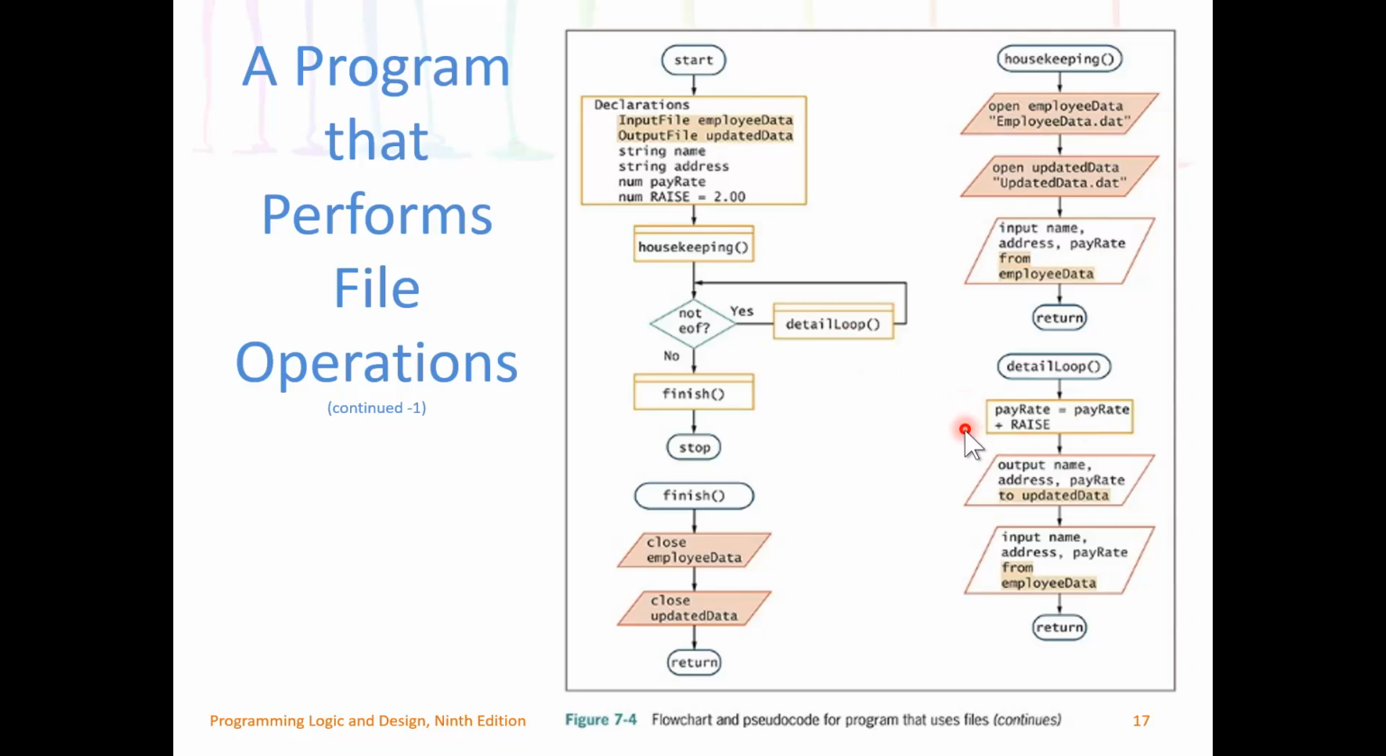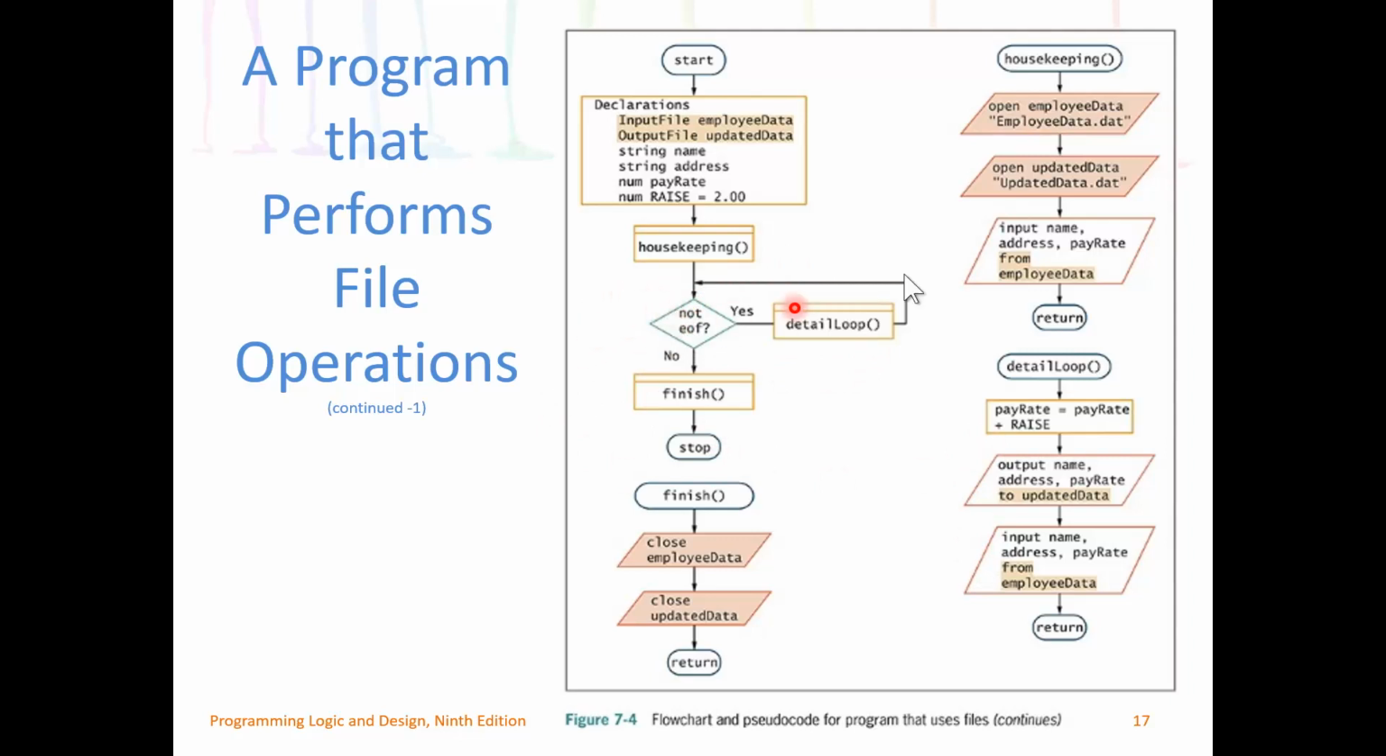So what do we do in the detail loop? We add the raise to their pay rate, then we output their name, address, and pay rate to the output file, which is update data.dat, and then we do our next input at the bottom of the loop, which immediately goes back up and checks for end of file.